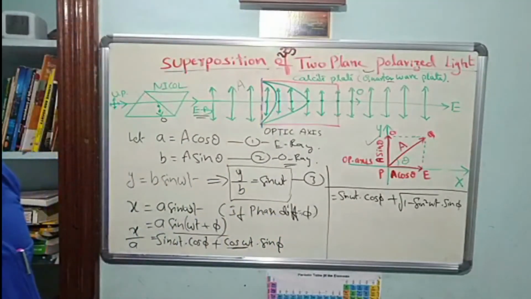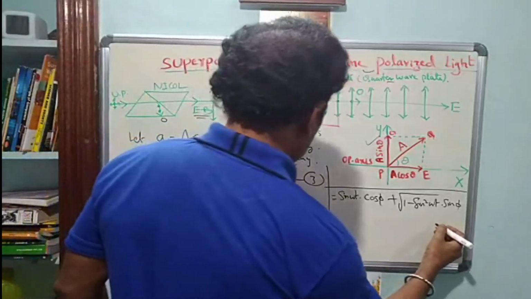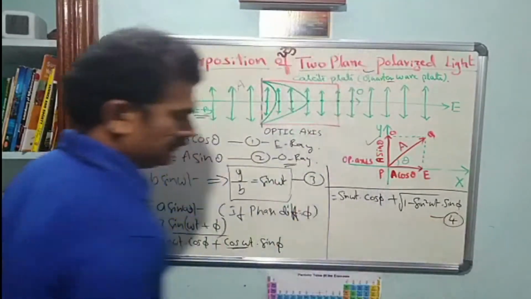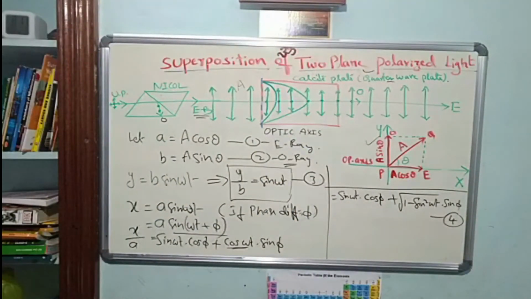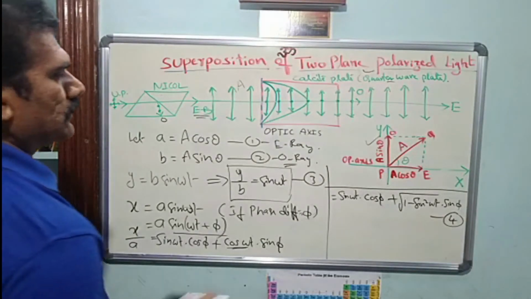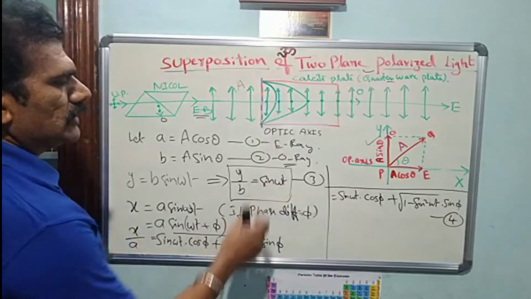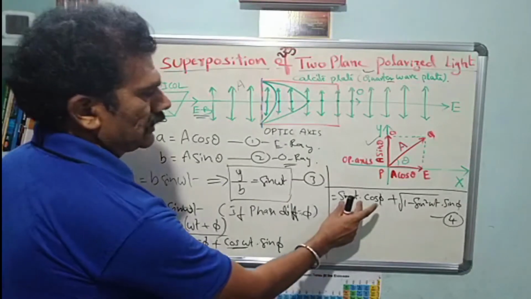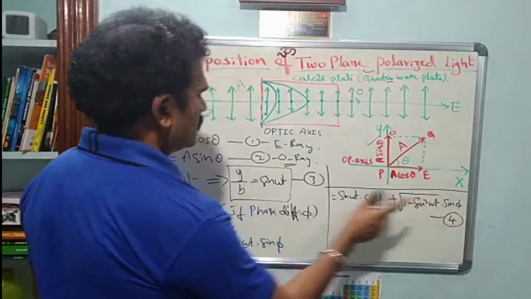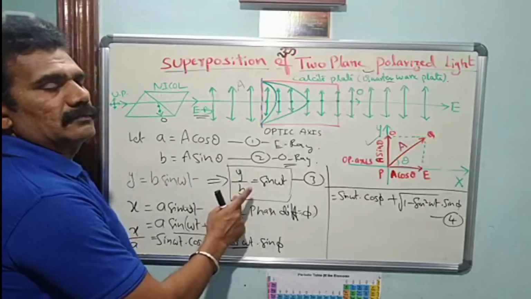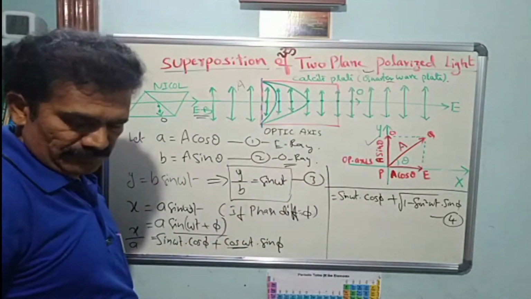Okay. Now let it be, what is equation number 4? Clear? Now substituting equation 3 in equation 4. So y by b is equal to what? Sin omega t. So wherever we have sin omega t in this equation, you have to just substitute it as y by b from equation 3. Clear?